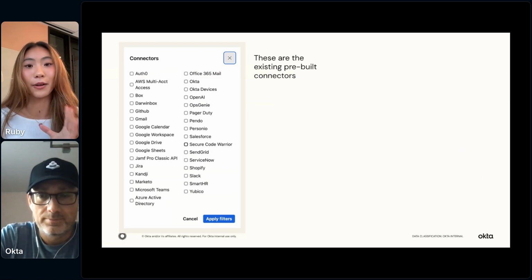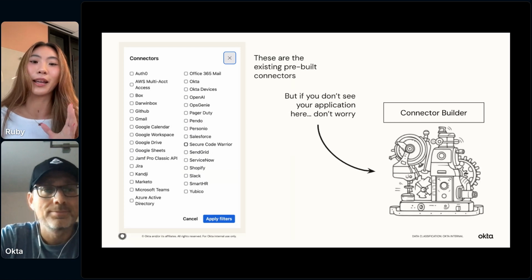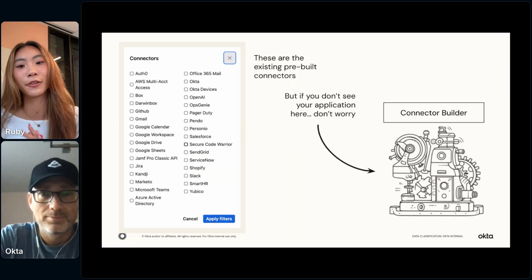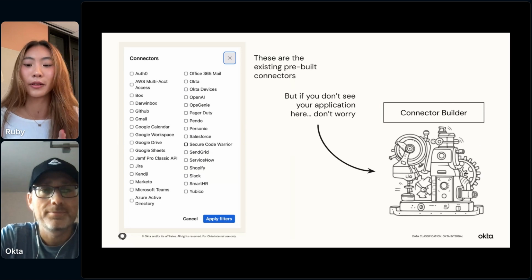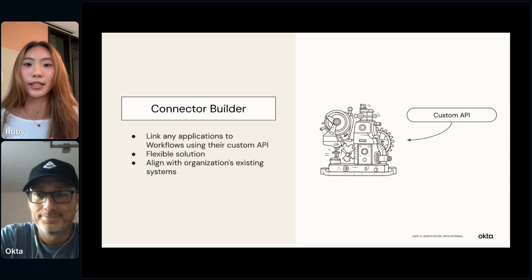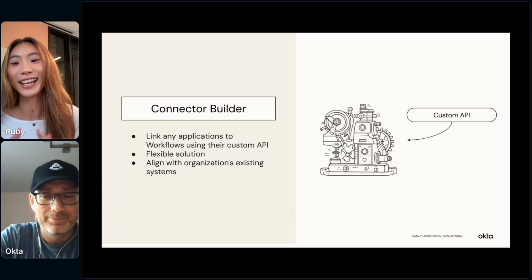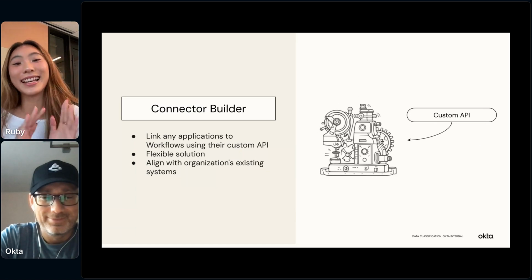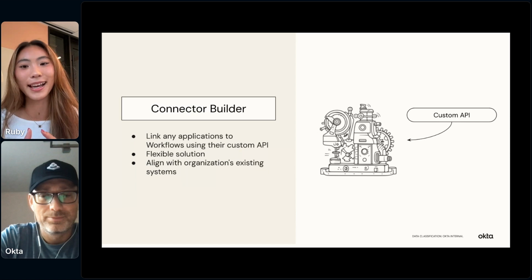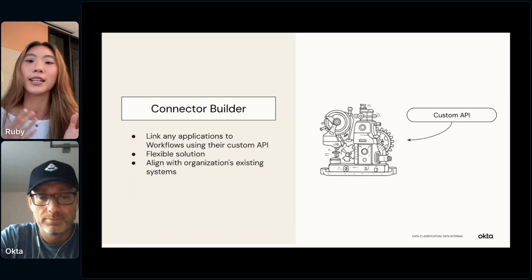So here are the pre-built connectors that we offer so far. However, if you don't see your applications listed, don't worry, because we have our connector builder, which allows you to create custom connections tailored to your needs. Our goal here is to make workflows compatible with all of your existing applications. With connector builder, we can integrate any system by connecting its custom APIs, enabling you to perform actions related to your applications. This flexibility ensures your workflows can be seamlessly implemented throughout your organization's existing operations.